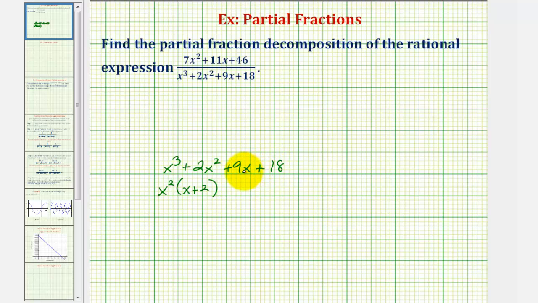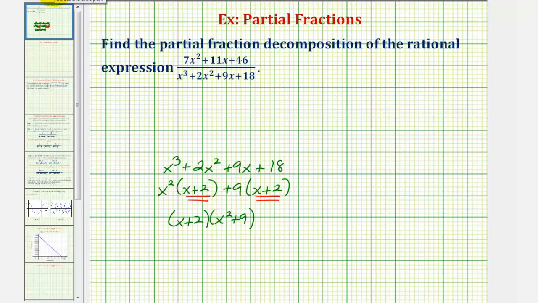Notice that 9 is the greatest common factor of the last 2 terms. Because we're factoring out a positive 9, we'll write plus 9 times the quantity x plus 2. And notice how these two products do have a common binomial factor of x plus 2. If we factor the x plus 2 out, notice how we'd be left with x squared plus 9. And now we have the factored form of our denominator.